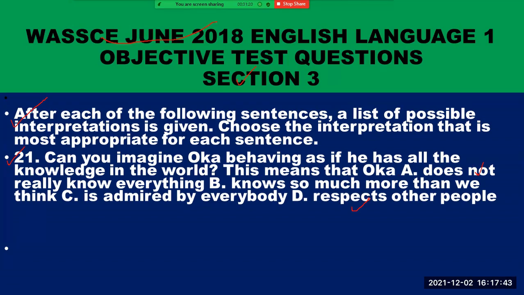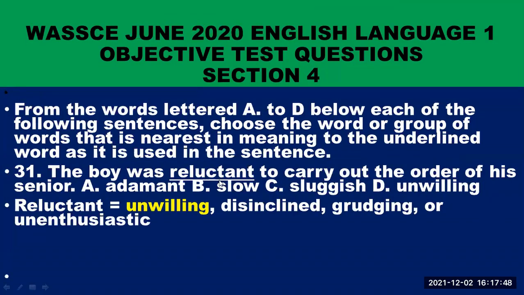All right, so now that's the way it is. Let's now go to section 4. Section 4, and here again, we look at 3 years past questions consecutively, and we look at the frequently occurring patterns, frequently occurring topics, frequently occurring questions, all right? Now take note that this is WASSCE June 2020, and then we are dealing with section 4 objective test questions.